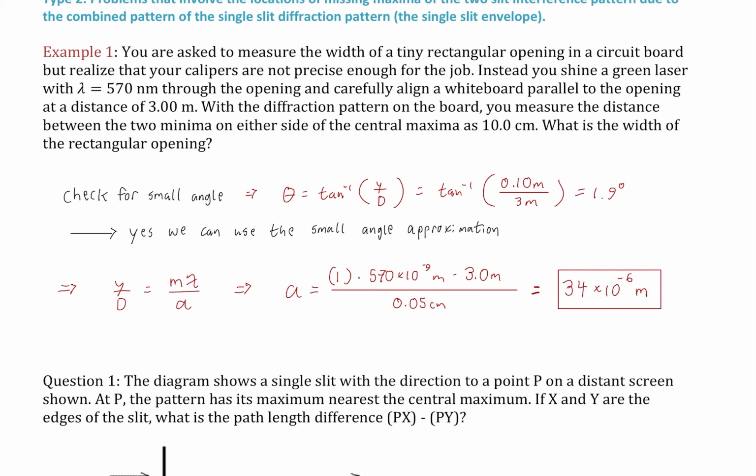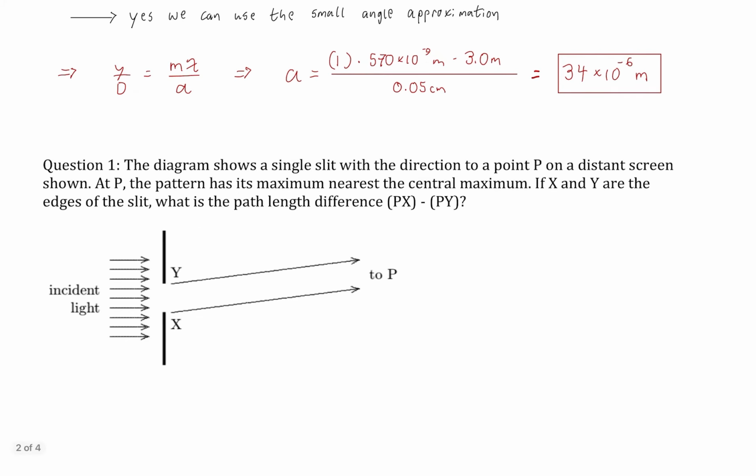And there it is: 34 microns, 34 millionths of a meter. Excellent. And that's actually a realistic hole size, just small enough you couldn't quite make it out with the naked eye. Hopefully that makes sense. Quick concept question.